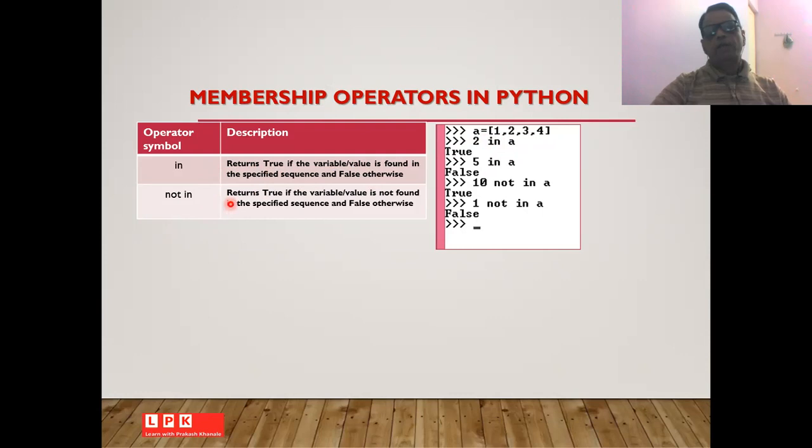The 'not in' operator will return us true if the variable or value is not found in the specified sequence, and otherwise it will return us a false. For example, if I write 10 not in A, this will return us a true value. If I write 1 not in A, then this will return us a false value.